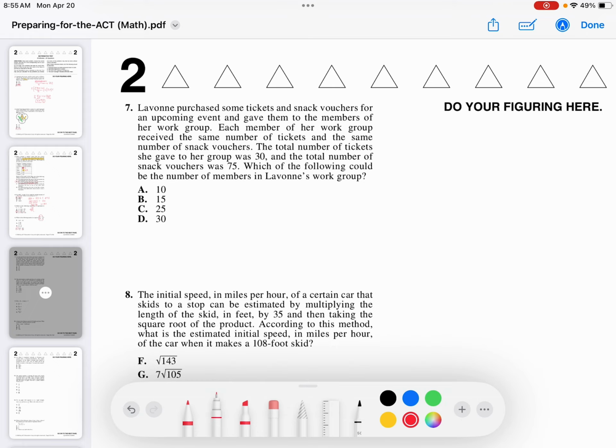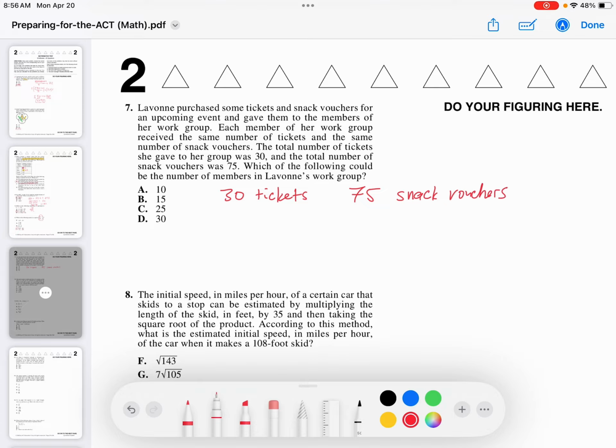And the total number of tickets was 30. So let's see. We have some tickets plus some snacks that equals a total of 30. Total number of snack vouchers. Wait a minute. Oh, nope, I'm reading this wrong. She gave a total number of tickets, so she gave 30 tickets. And then the total number of snack vouchers was 75, so she gave 75 snack vouchers.